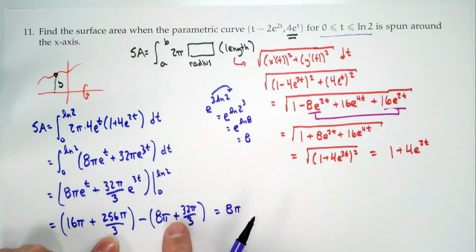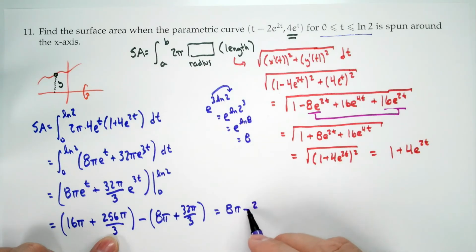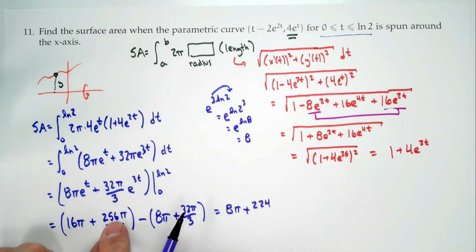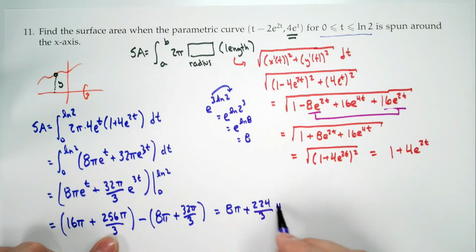256 over 3 minus 32 over 3. Well, 256 minus 32 would be, what would it be? 2, 2, 4, right? Because you just subtract 256 minus 32. So, yep, 224 over 3. And don't forget the pi. Now, we should check, is 224 divisible by 3? And the answer is no.